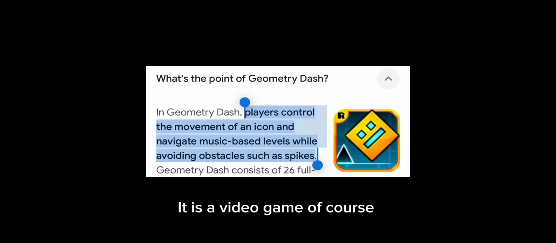So students, for those who do not know what Geometry Dash is, I will not explain what it is right now. Instead I will show you a gameplay of it and a short explanation. In Geometry Dash, players control the movement of an icon and navigate music-based levels while avoiding obstacles such as spikes. Now I will show you a gameplay of a level called Limbo.